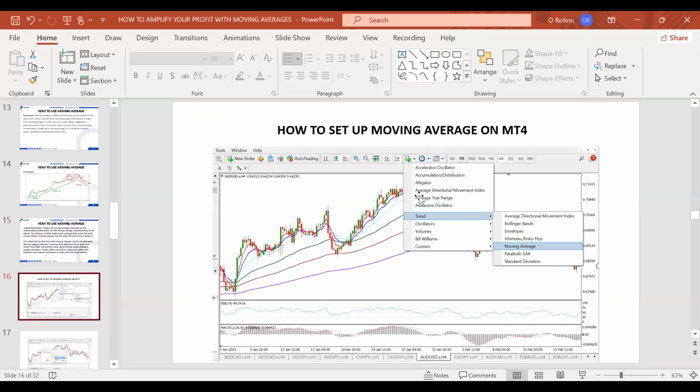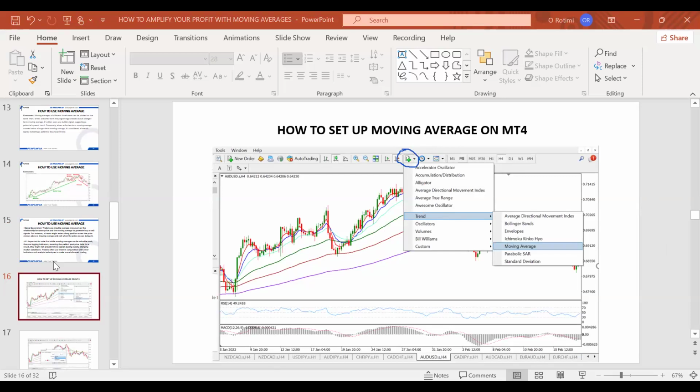So how do you set up the moving average on your chart? Now, when you enter your MetaTrader 4 desktop, this example is from the MetaTrader desktop version, how do you access your moving average? You click on this area. This is the indicator button. You click on that indicator menu, then this drop-down menu will appear. You will see trend. Under trend, you scroll down to moving average. You click on it, and that is how you access moving average on your chart.